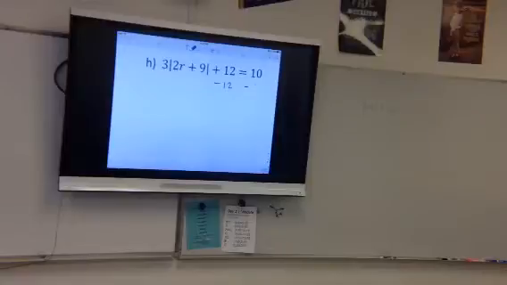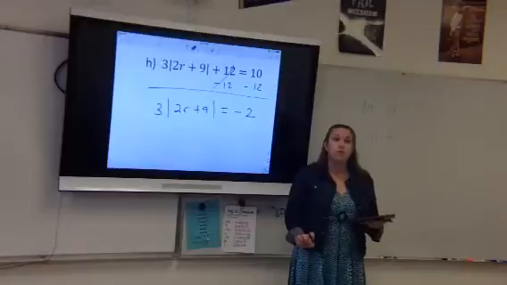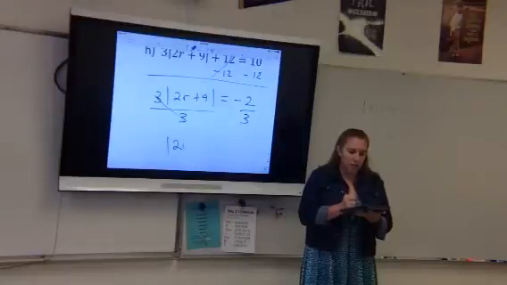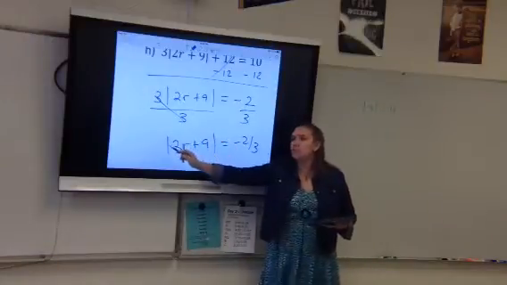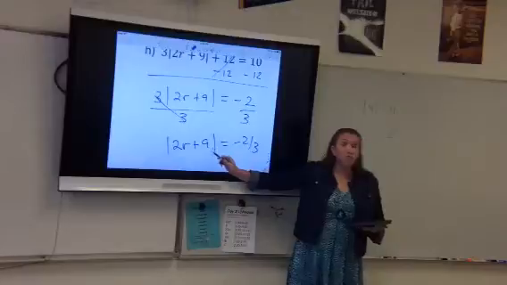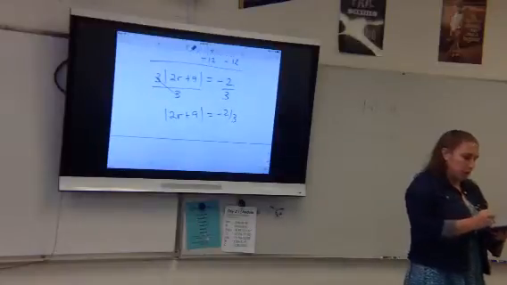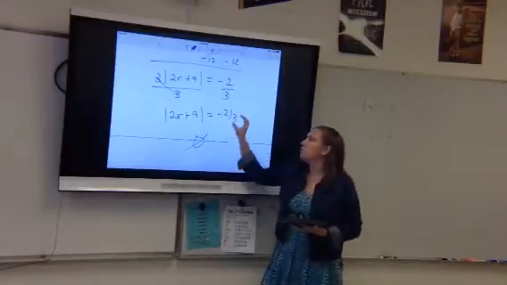So I'm going to subtract 12 over to the other side. And I have 3 times the absolute value of 2r plus 9 equals negative 2. Now what would you do? Is your absolute value isolated yet? No. Isolate it first before you call it. So now divide by 3. Now you've got the absolute value of 2r plus 9 equals negative 2/3. Now you can call it, but this absolute value needs to be all by itself first. So once you've moved the outside pieces and you've got a negative 2/3, what's your answer going to be? No solution. It cannot be equal to a negative number. So as soon as you see absolute value equal to a negative, you're done.